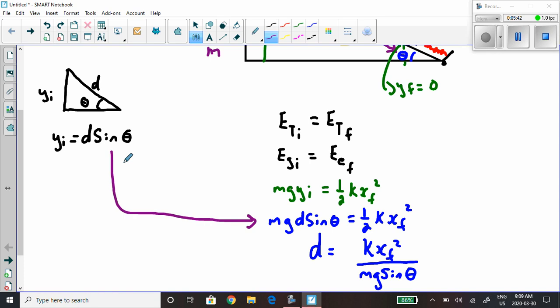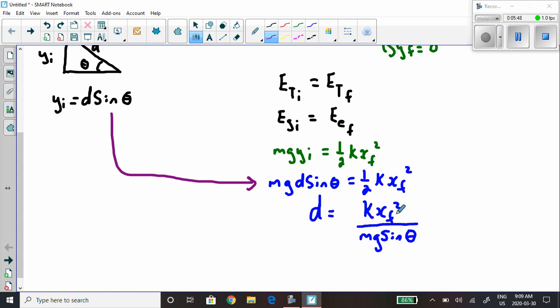Now I use this relation right here. Bingo bango, I know what y initial is. It's d sine theta. I do some rearranging. And I know the spring constant, I know how much it's been compressed by, I know the mass of the object, I know what planet I'm on, I know the angle. You can all substitute in values, and bingo bango, you get the answer.